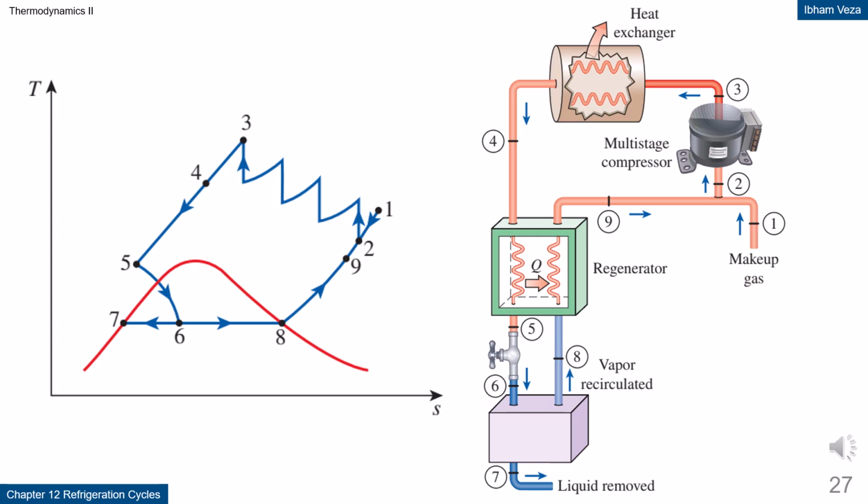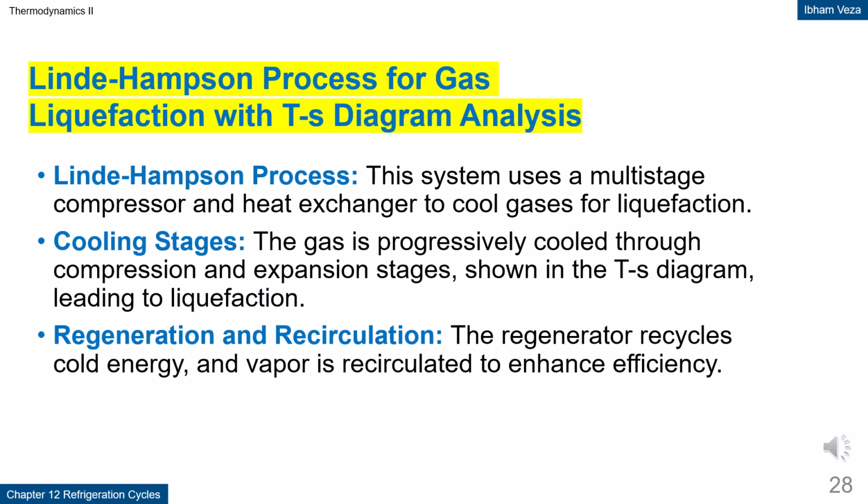Linde-Hampson gas liquefaction system. This system is used to liquefy gases by utilizing staged cooling processes. The gas is compressed, cooled in heat exchangers, and then expanded so that its temperature drops. Part of the gas is recirculated to help cool the incoming stream. The TS diagram shows repeated cooling and expansion processes. This principle is widely used in industrial gas liquefaction technology.